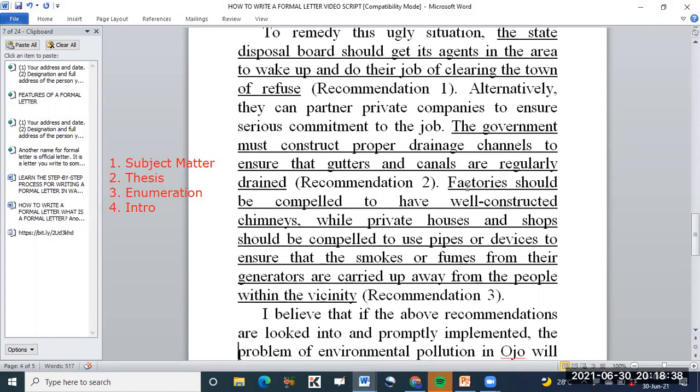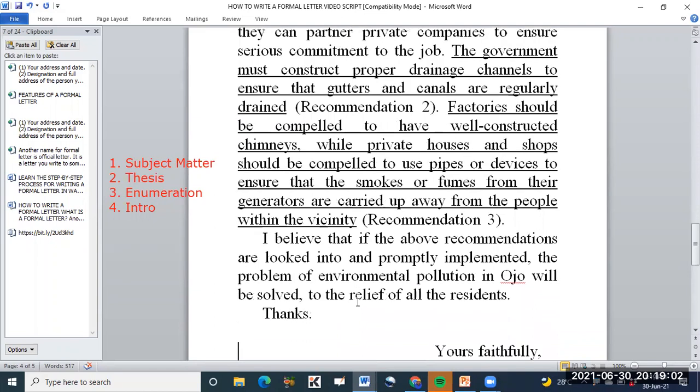And we say factories should be compelled to have well-constructed chimneys, while private houses and shops should be compelled to use pipes or devices to ensure that the smokes or fumes from their generators are carried up away from the people within the vicinity. All right, so you have now discussed the recommendation, and then comes the conclusion.